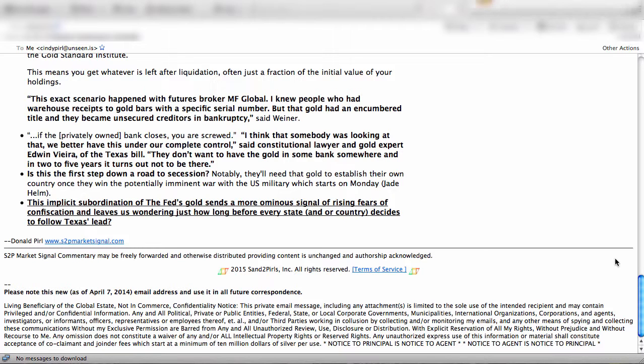Notably, they'll need that gold to establish their own country once they win the potentially imminent war with the U.S. military, which starts on Monday, Jade Helm. This implicit subordination of the Fed's gold sends a more ominous signal of rising fears of confiscation and leaves us wondering just how long before every state and/or country decides to follow Texas's lead.